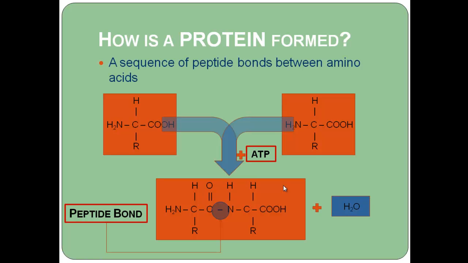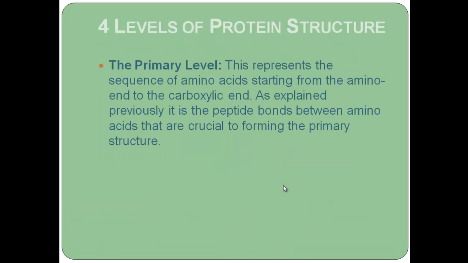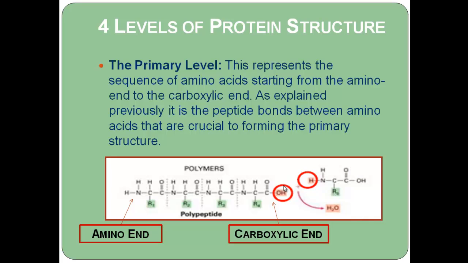In the opening slide of this presentation, I showed you a few of the thousands of different forms and functions of proteins, including enzymes and antibodies and hemoglobin and collagen. It's the different combinations of sequences of amino acids in the protein that leads to its final shape and function, and this is what this video will focus on. There are four main levels to protein structure. The primary level represents a sequence of amino acids starting from the amino end to the carboxylic end.